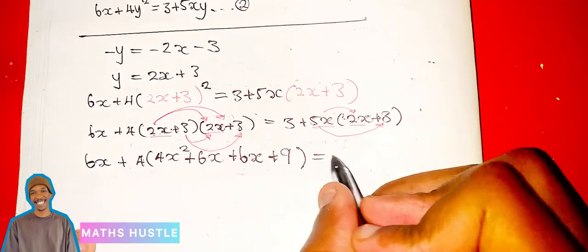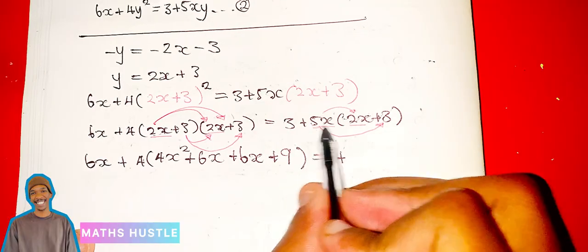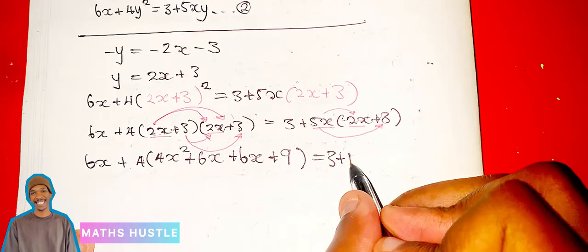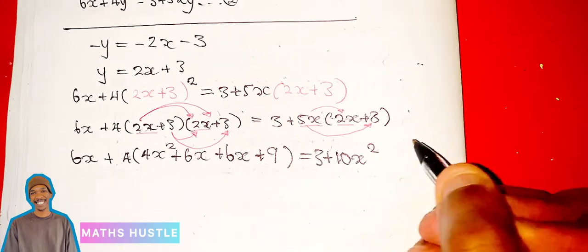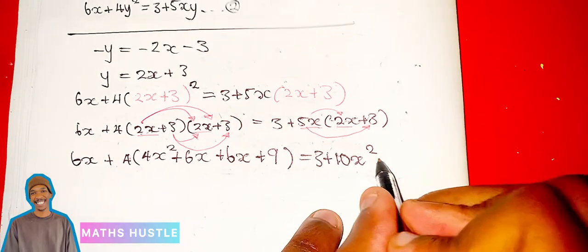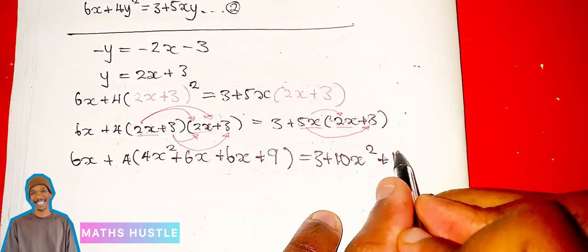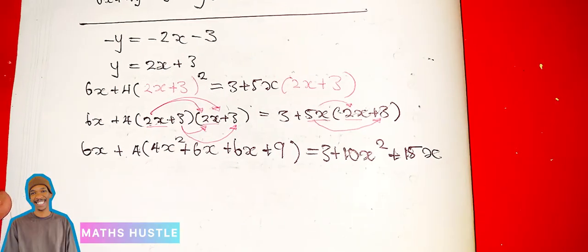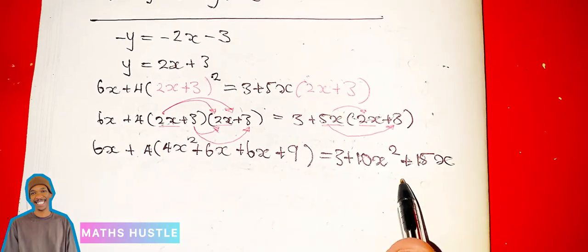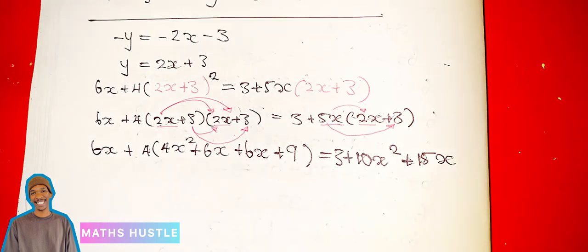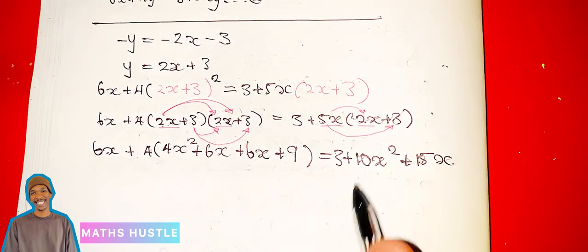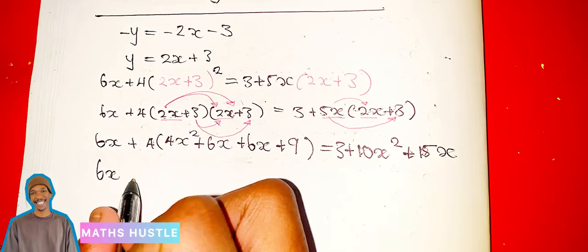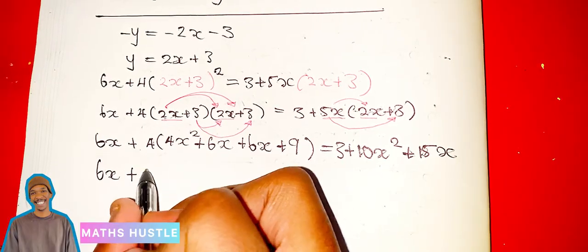Right. 5x multiplied by 2x is 10x squared. 5x multiplied by 3 is 15x. Now all you have to do now is simplify. Then once you have simplified, you group the like terms, and then you equate this to 0, and you find your answer. You should try it with me so that it's easier for you to understand.